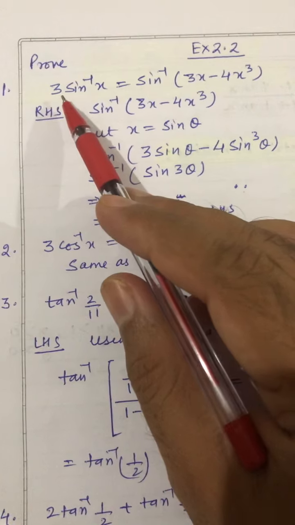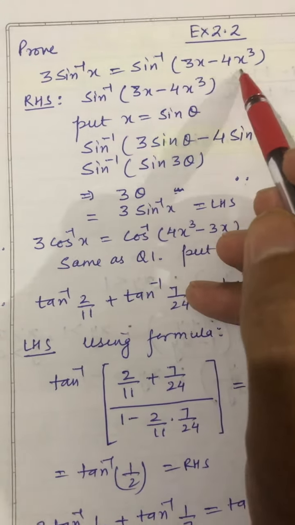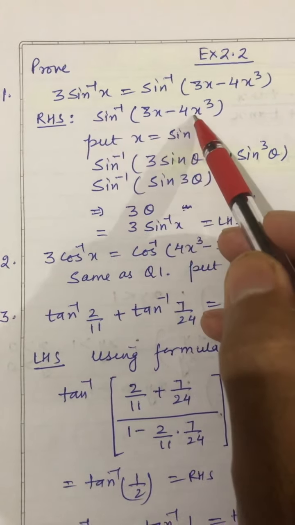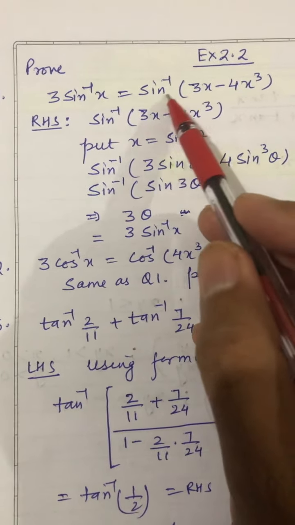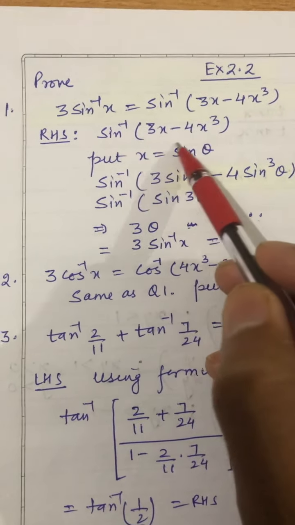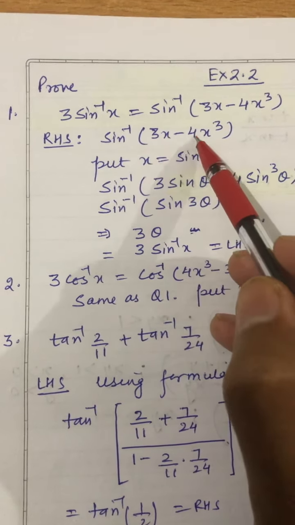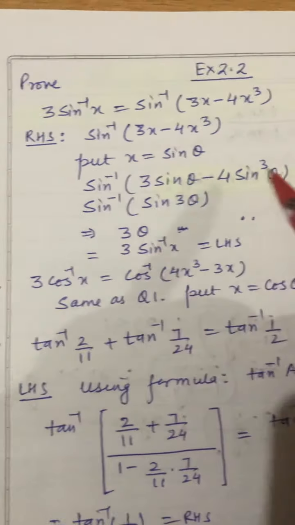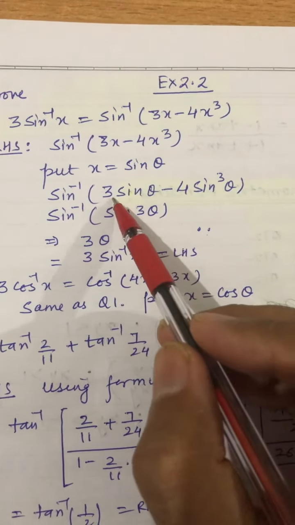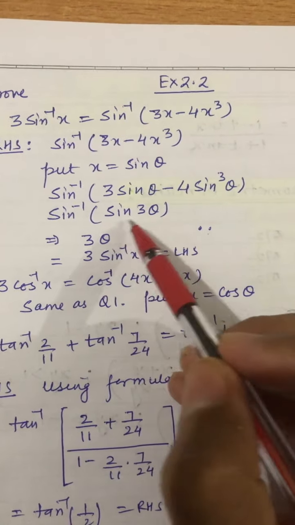The first question is: prove that 3 sin⁻¹x = sin⁻¹(3x − 4x³). So I will take the right hand side, sin⁻¹(3x − 4x³). Now, if you observe carefully, if you put x as sin θ in this, we will get 3 sin θ − 4 sin³θ, which is the formula for sin 3θ. So if I put x = sin θ in the RHS, we get 3 sin θ − 4 sin³θ, which becomes the formula for sin 3θ.